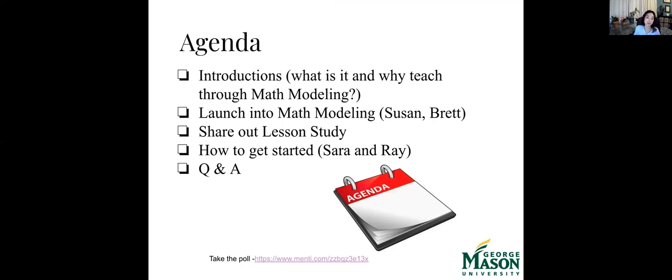We're going to launch into a short mini math modeling, and Susan and Brett will navigate through that with us, and then we'll share out some of the lessons learned from our lesson study. And Sarah and Ray will share how to get started in your school and at your district. We will leave some time for Q&A, but please feel free to add in the Q&A section and even in the chat box, as we will monitor as we go.